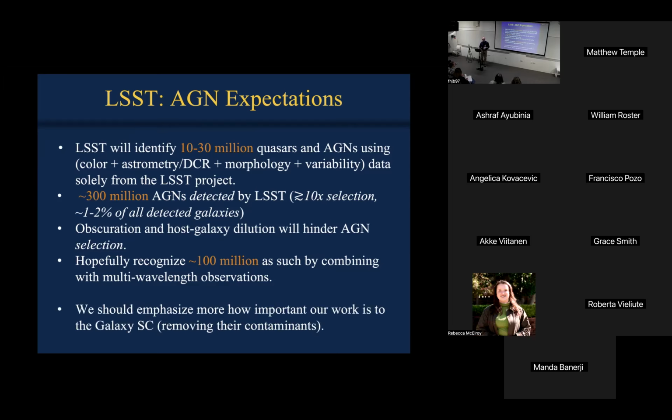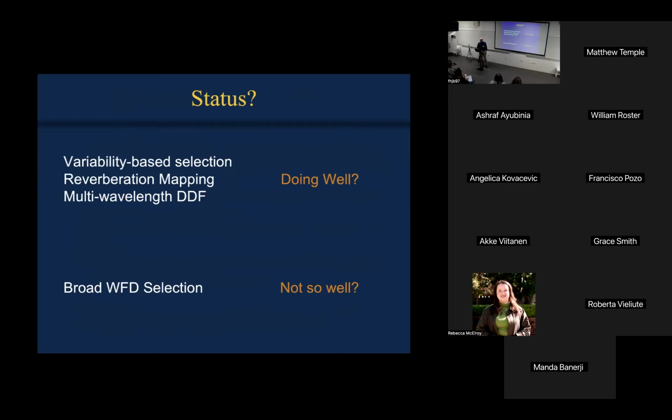And so one of the things that I think as a group we should really emphasize is what we can be doing to help the Galaxy science collaboration. We need to be removing contaminants from their sample, and maybe that's a way for us to generate funds and things like that.